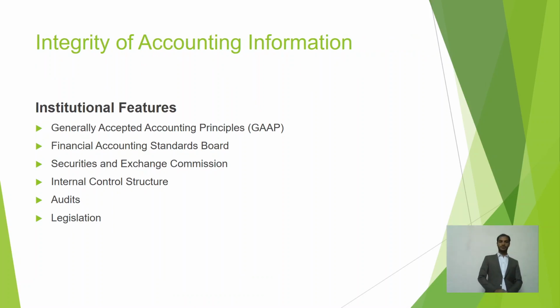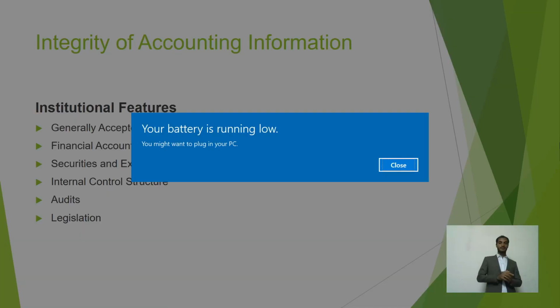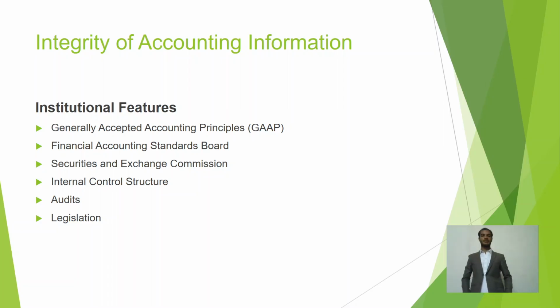Integrity of accounting information depends on institutional features: generally accepted accounting principles, which we call GAAP, in financial accounting, the Financial Accounting Standards Board, the Securities and Exchange Commission, internal control structure, and audit legislation.